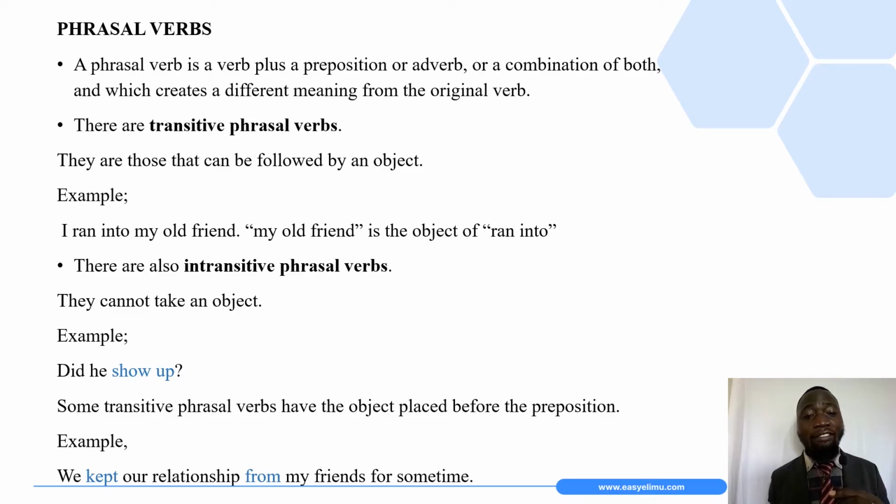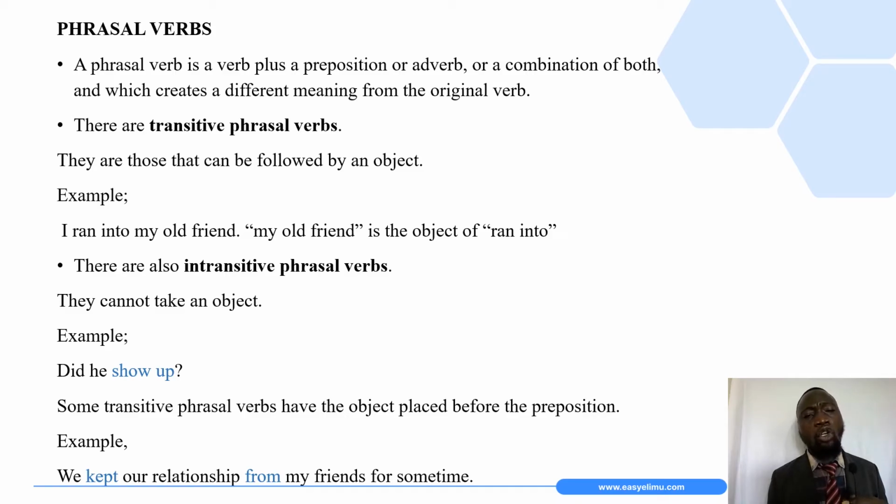We have the object here, that is my old friend. So my old friend is the object of the phrasal verb ran into. And remember, the subject in this sentence is I. The subject is represented by the pronoun I.